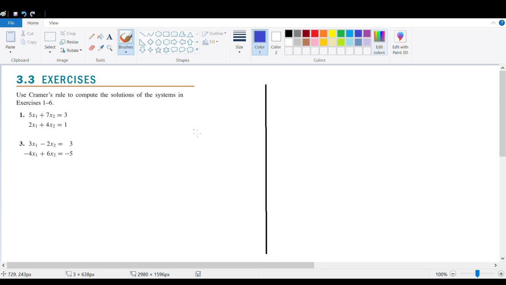In exercises 1 and 3, we need to use Cramer's rule to compute the solution of the system. Both of them are represented by two equations, so both of them would be 2 by 2 matrices. So for the first one, we can write it as a matrix equation, which is [5, 2; 7, 4] multiplied by [x1, x2], this will be equal to [3, 1].